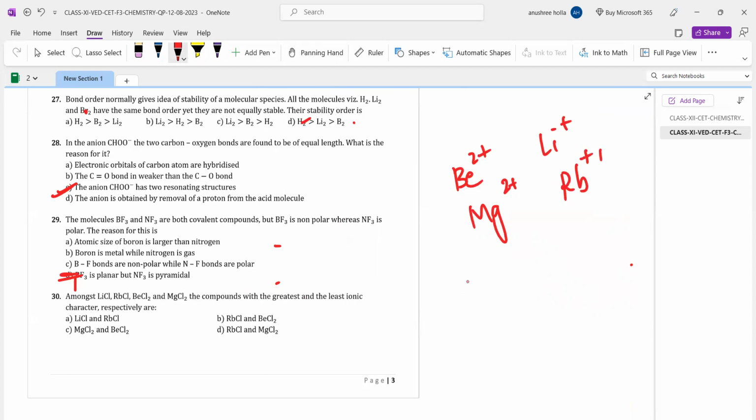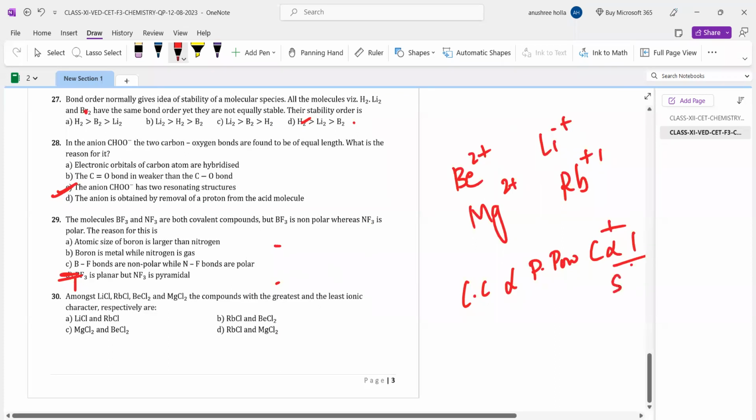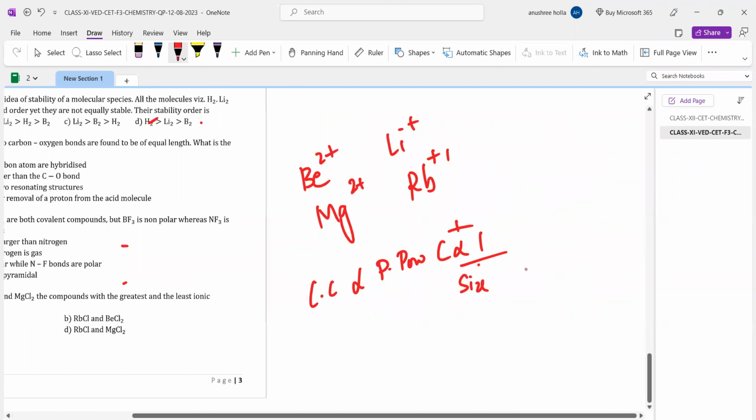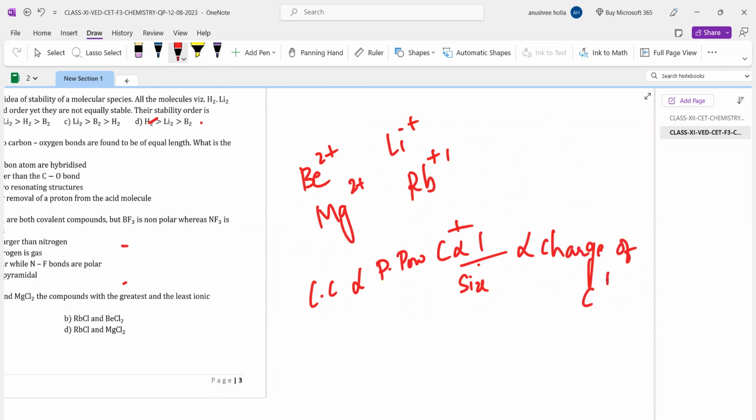So we know that covalent character is directly proportional to the polarizing power of the cation, which is inversely proportional to the size of the cation, and directly proportional to the charge of the cation, right? As the cation charge increases, we can see covalent character increases. So here the charge of beryllium and magnesium is higher than lithium and rubidium. So here we can observe the covalent character.